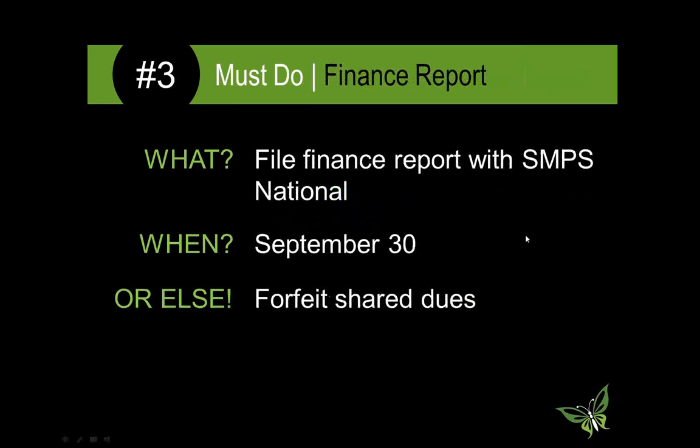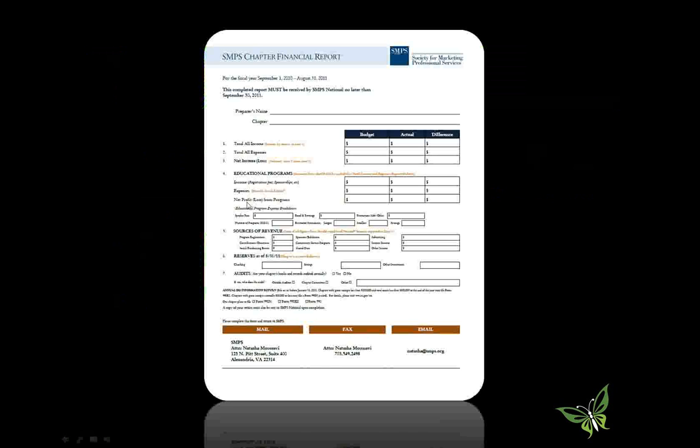So the next thing you need to think about, and what you must file every single year if you're not familiar with this, is the finance report. This is a report that SMPS National asks of each and every one of our chapters. It is due on September 30th of every single year, and I want to give you just a look at what this is. We're trying to make it really simple for you. And so again, your treasurer is most likely the person who's going to be filling this out.